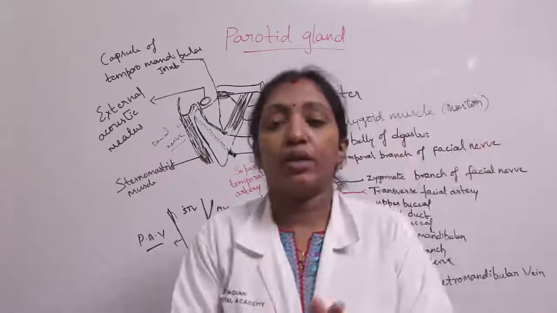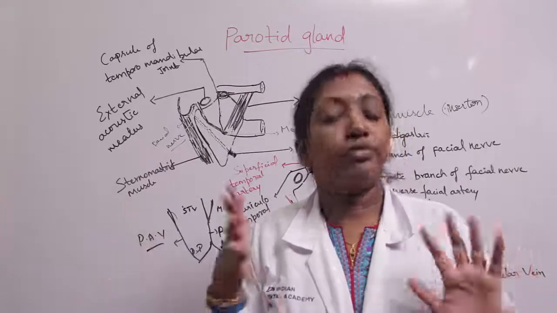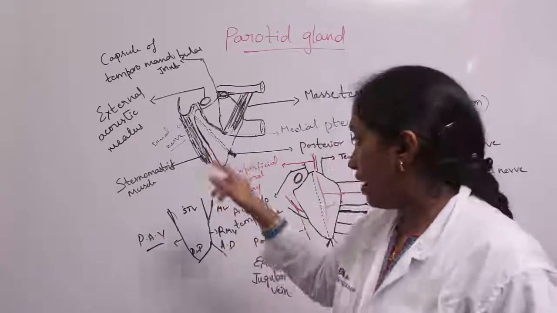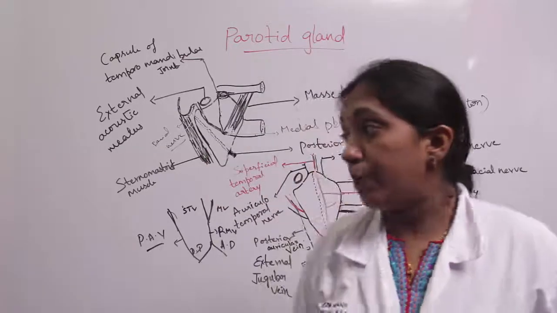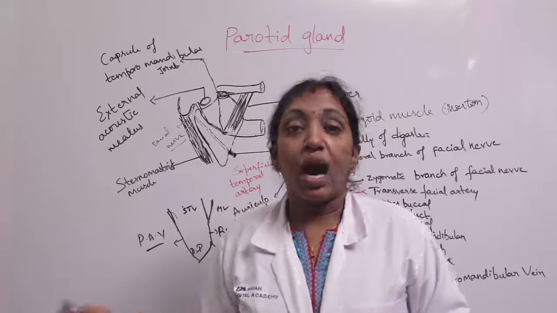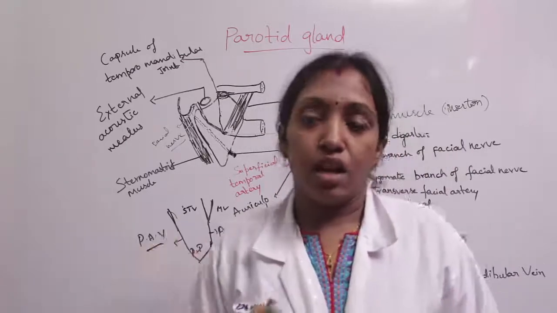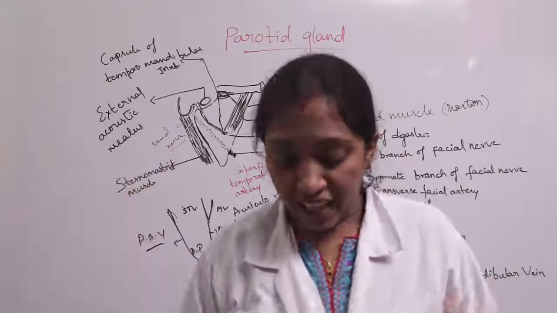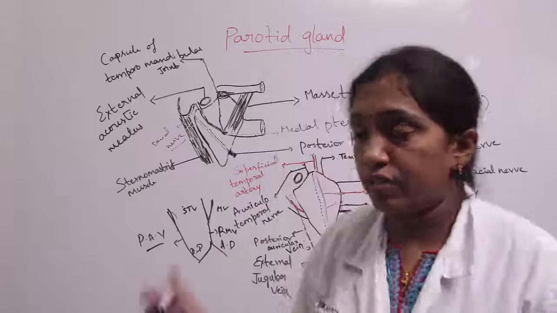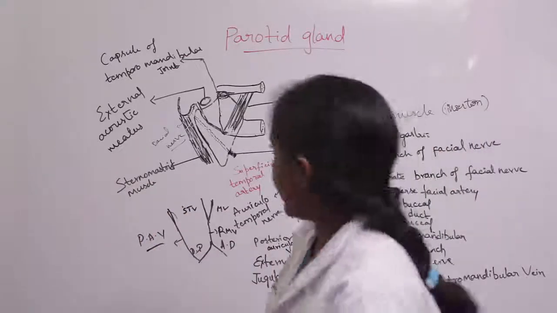And after entering the gland, the facial nerve gives five branches. You can see in the diagram: temporal, zygomatic, upper buccal, lower buccal, marginal mandibular, and cervical. So that's about the facial nerve. Coming to the vein, the retromandibular vein, I have already explained that.